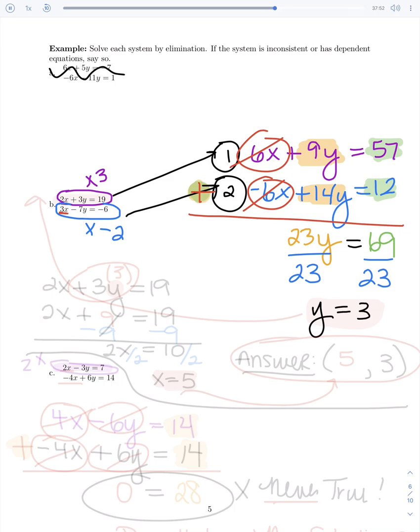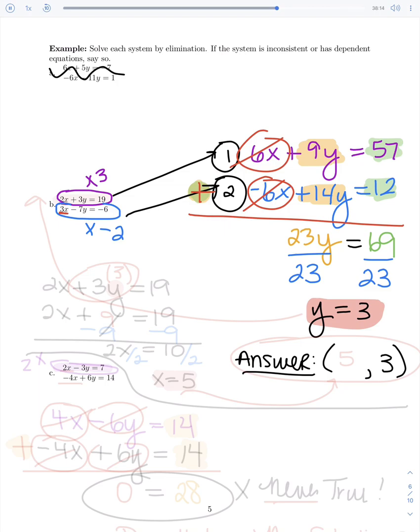Remember though, my answer needs to be a point. I've got part of my point. I've got the y coordinate, which always comes second. So I need to take my answer from my y and go find the x. I can do this by plugging this into any version of the equation.